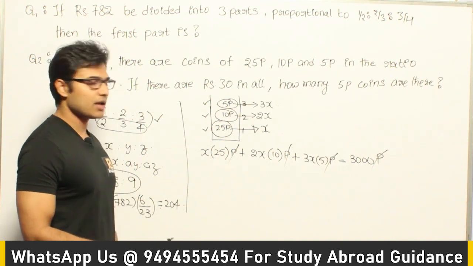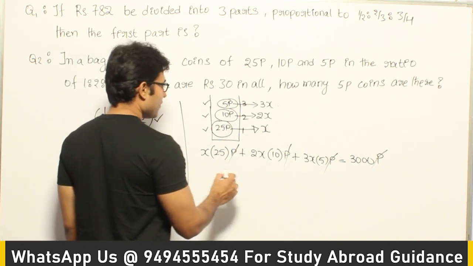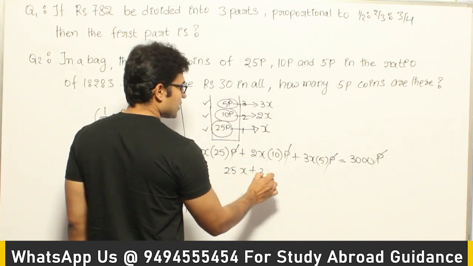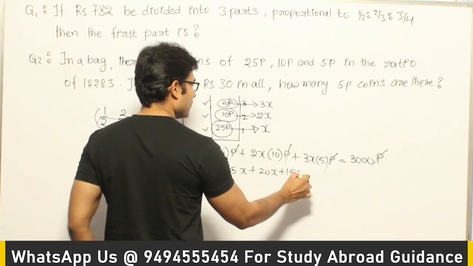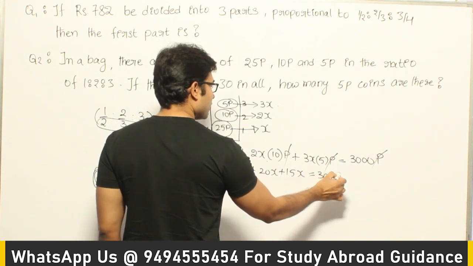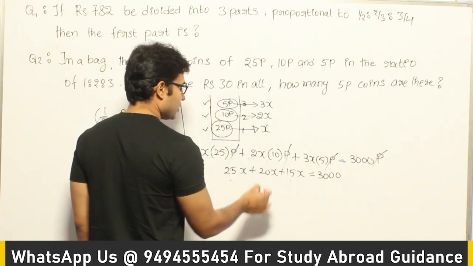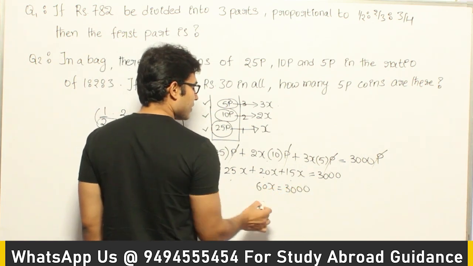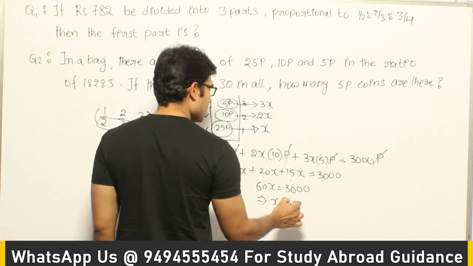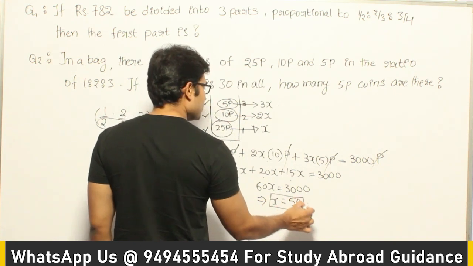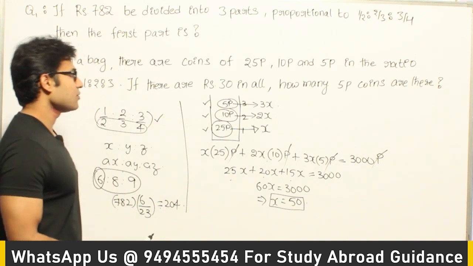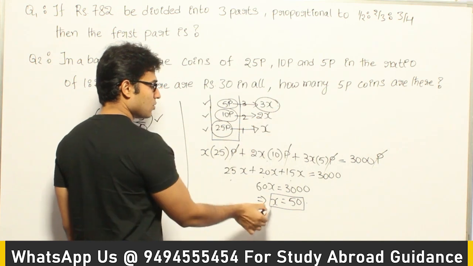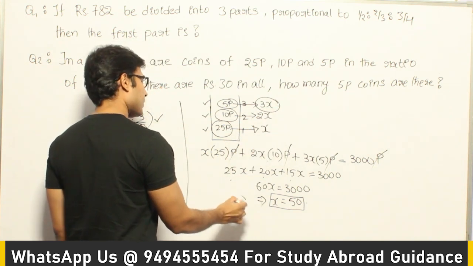Now we can cancel out all the paisa, then you are going to get the value of x. Now if you try to compute the value of x, it is 25x plus 20x plus 15x equal to 3000, right? So 25 plus 15 is 40, 40 plus 20 is 60. So 60x is 3000. Now how much is it going to be? x is going to be 50, right? So since x is going to be 50, the question is about how many 5 paise coins are there. 5 paise coins are going to be 3x. So 3x is 150. Got it?